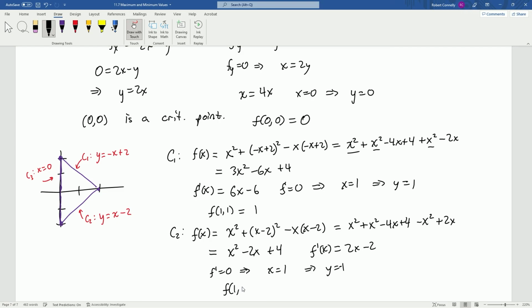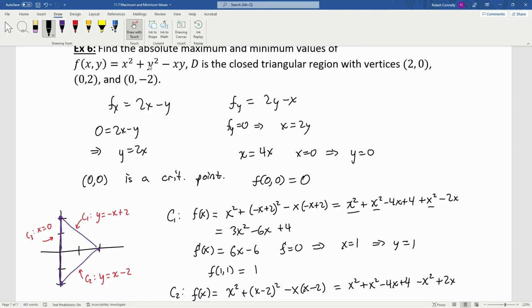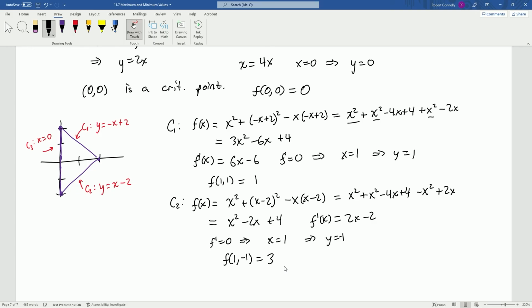And f of (1, -1) gives us what? 1 plus 1 minus a negative 1. So that's plus 1 again. So that gives us 3.